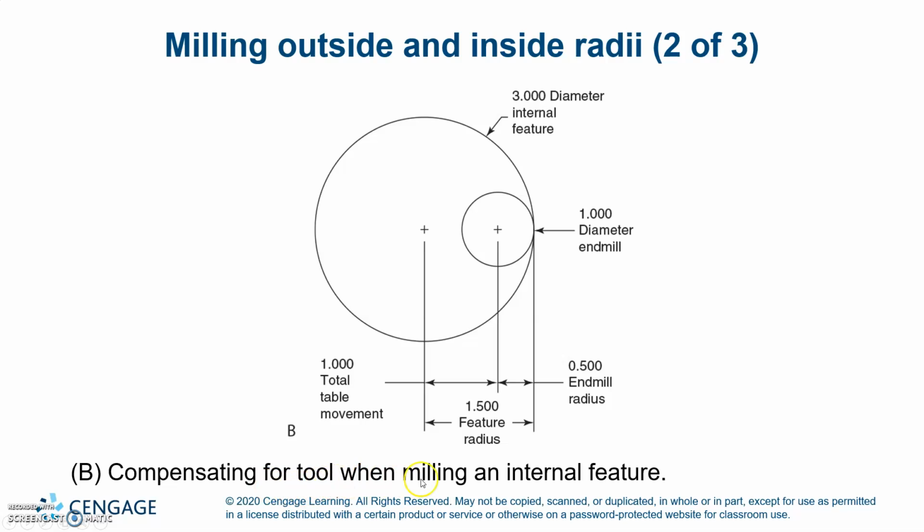Alright, compensating for tool when milling an internal feature. So you've got a 3-inch diameter internal feature with a 1-inch diameter end mill. So of course you've got a 1/2 inch end mill radius and a 1.5 feature radius. So you'll subtract the 1/2 inch from the 1.5, so you'll actually have 1-inch table movement.